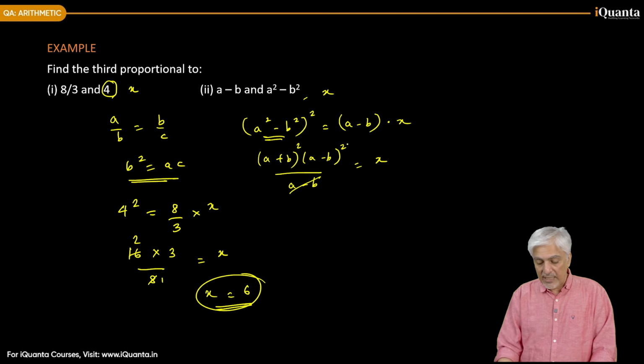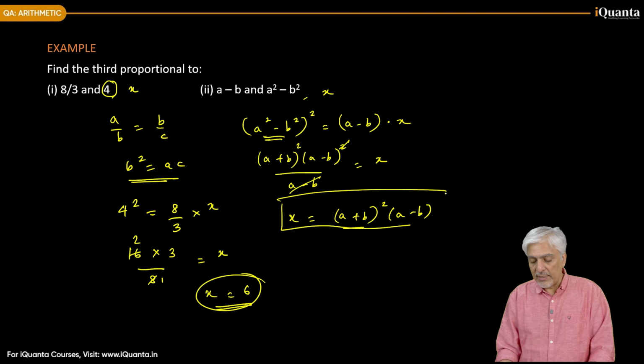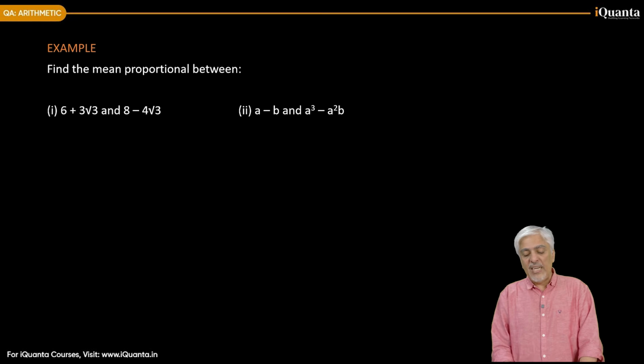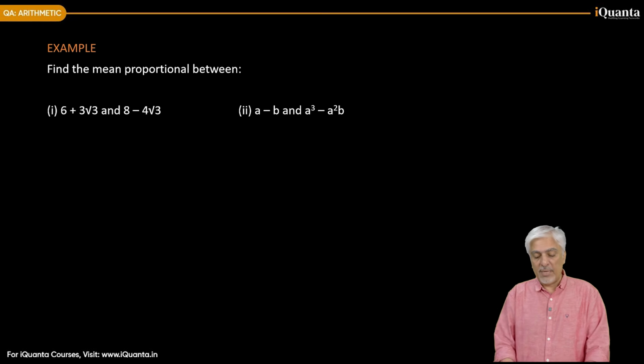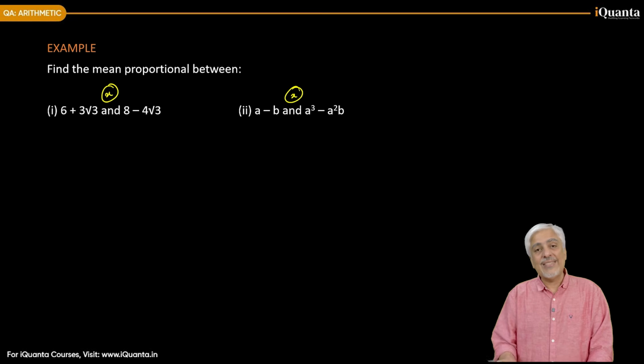So this a minus b one time will cut. Which means I'll be left with x is a plus b the whole square divided by a minus b. And that becomes my answer for this question. So these are all finding the third proportional. Last part where we are just finding the mean proportional between these two terms. That means this time I want to find the middle one. Okay. X is in the middle.